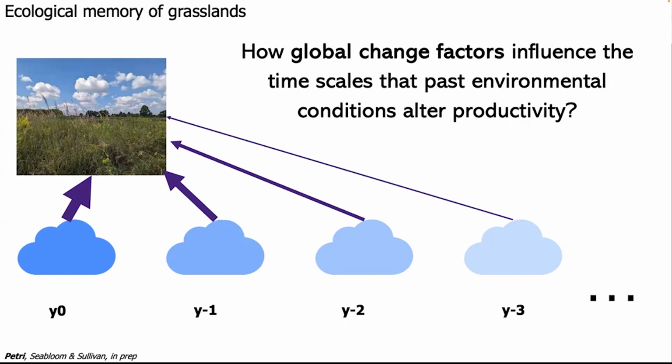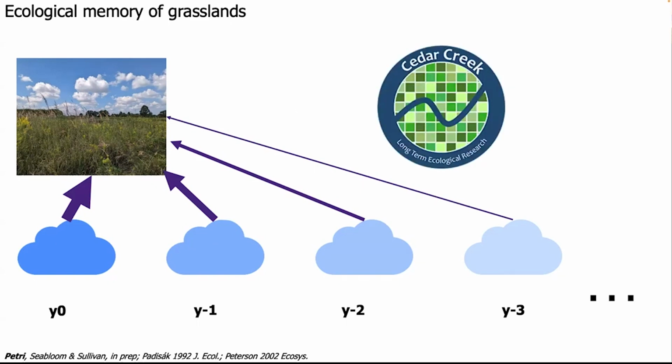The main question for this project is how global change factors influence the timescales in which past environmental conditions alter productivity of grasslands. So those past environmental conditions are my memory. If we have disturbance, or nutrient addition in those plant communities, does that have a strong effect on how they are going to remember what happened to them, how they are going to have that long-term effect? As you can see, time is really important here. So I needed a really long-term data set, not something where I can do my multi-year field experiment to understand that, right?